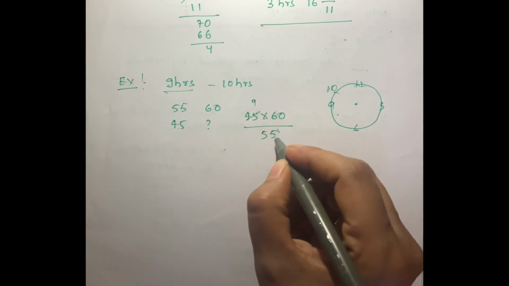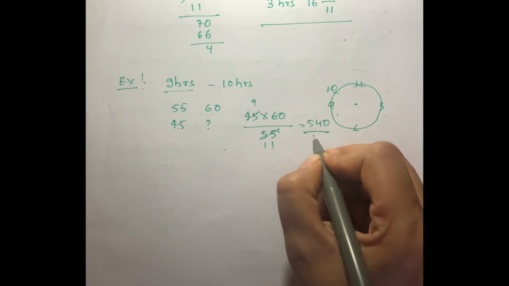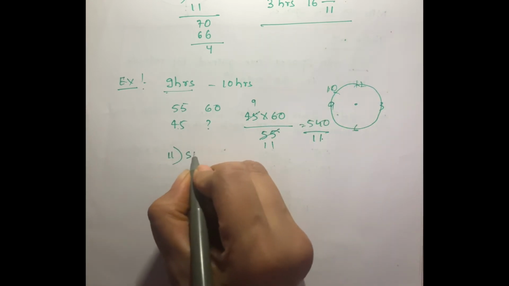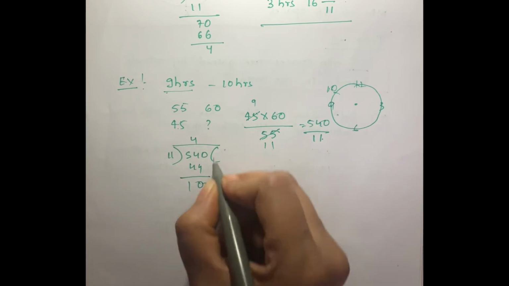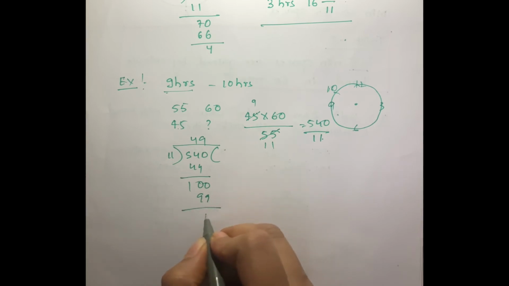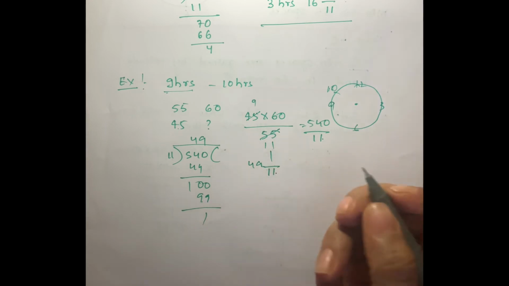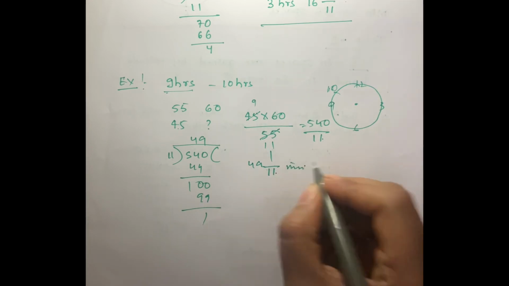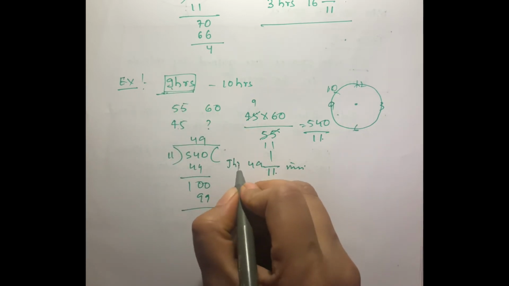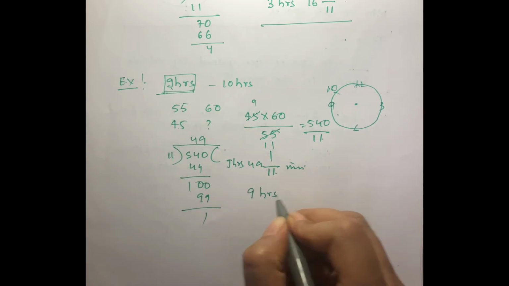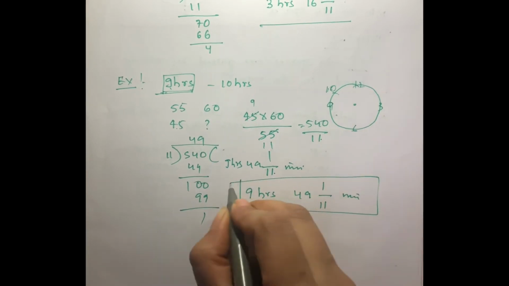5 9s are 45, 5 11s are 55, so 9 into 60 is 540 upon 11. Divide it. 11 4s are 44. Then 11 9s are 99. Remainder 1. So it is 49 and 1 by 11. This is minutes. So after how many hours will it meet? 9 hours. So add 9 hours. 9 hours 49 and 1 by 11 minutes will be the answer.